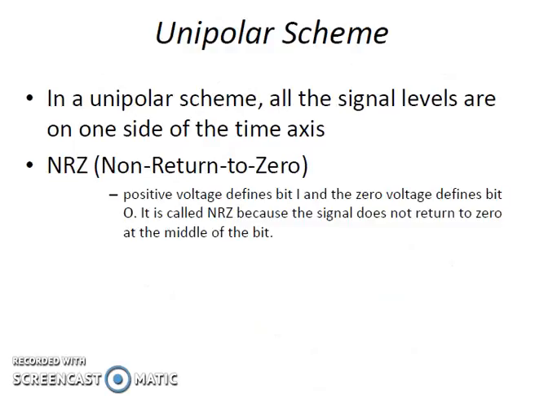Now coming to unipolar. In a unipolar scheme, all the signal levels are on one side of the time axis. An example is non-return to 0. Here, positive voltage defines the bit 1 and 0 voltage defines the bit 0. It is called non-return to 0 because the signal does not return to 0 in the middle of the bit.